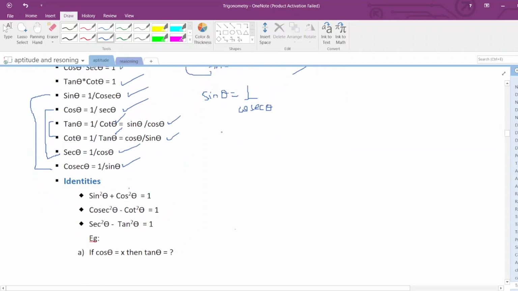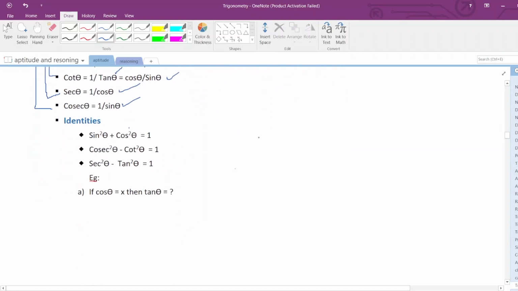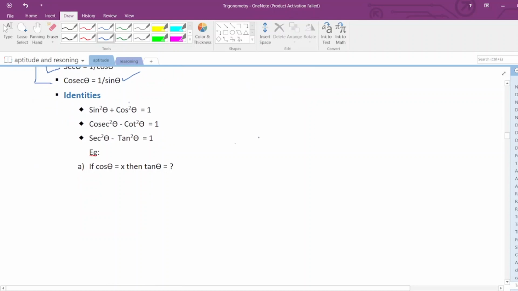Now these are the basic formulas, and now I move to the identities. Trigonometry identities, there are three identities. One is sin square theta plus cos square theta is equal to 1, and cosecant square theta minus cot square theta is equal to 1, and secant square theta minus tan square theta is equal to 1. These three are very important. Please remember, if you know these three, then you can solve easily.